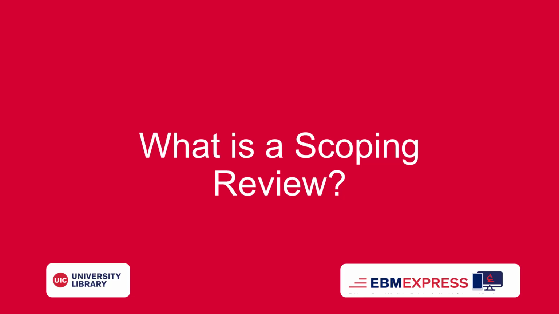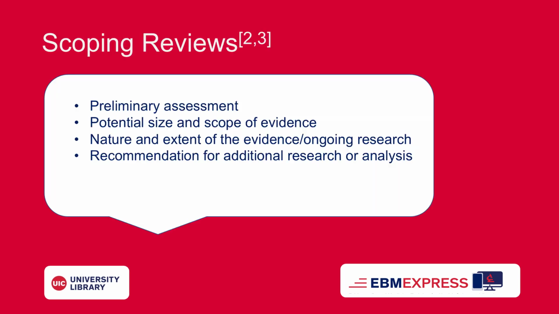Another type of evidence synthesis is a scoping review. A scoping review is a preliminary assessment of the potential size and scope of available research literature on a topic. The goal is to identify the nature and extent of research evidence, including ongoing research. This type of review will be based on a research question. The methods will be transparent and detailed, explaining how articles were found and included, and therefore are also repeatable.